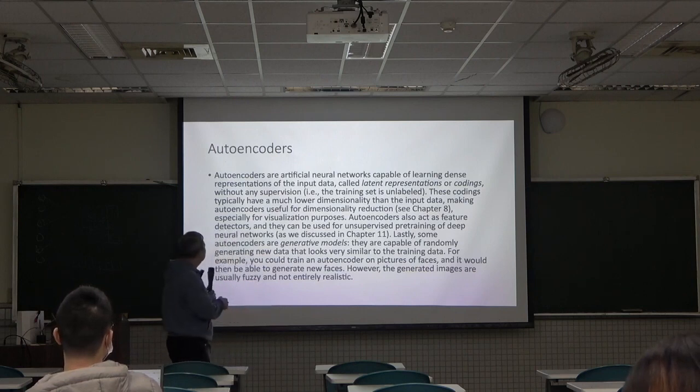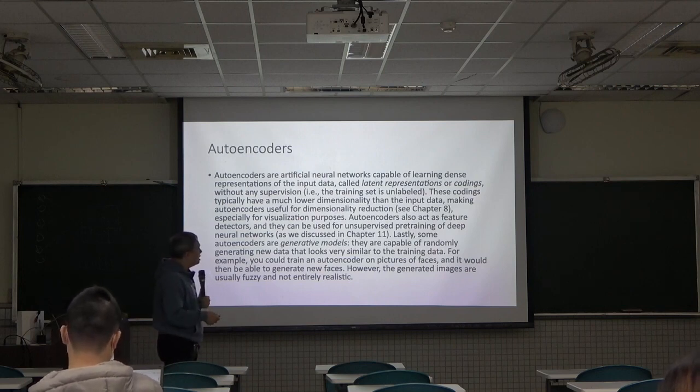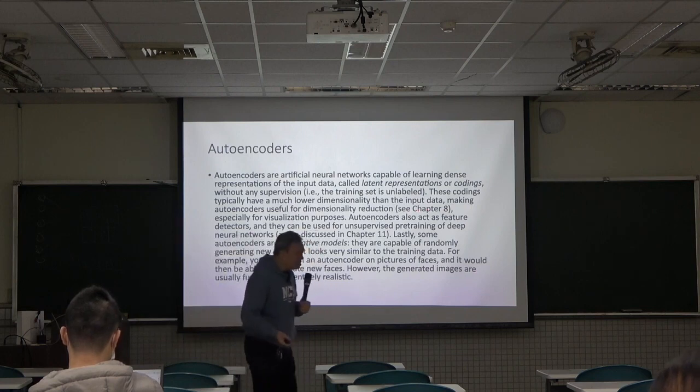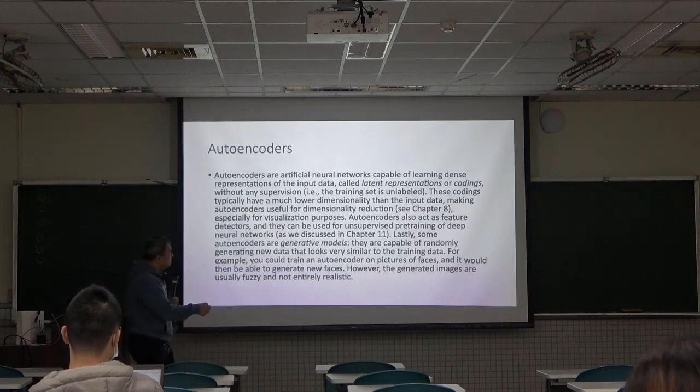These codings typically have a much lower dimensionality than the input data. This makes the autoencoder useful for dimensionality reduction. We will talk about dimensionality reduction later. It was covered in chapter 8 of the textbook, but obviously we didn't cover chapter 8. If you read the textbook yourself, dimensionality reduction is discussed in great detail in chapter 8, especially for visualization purposes.